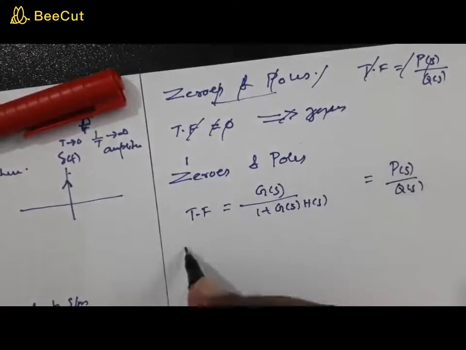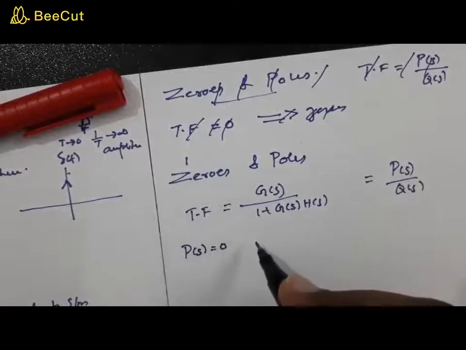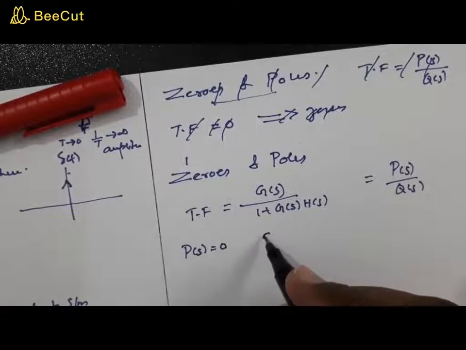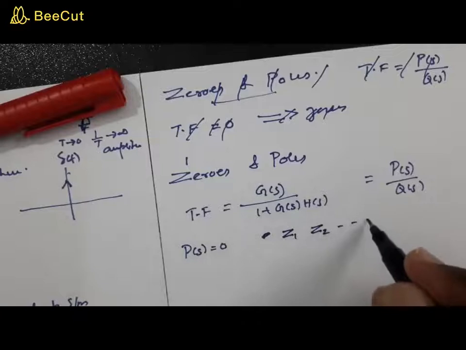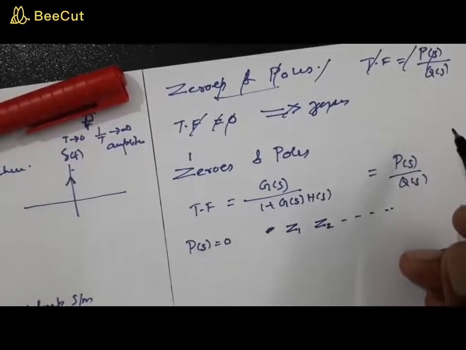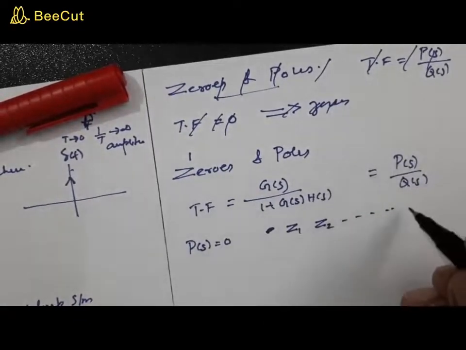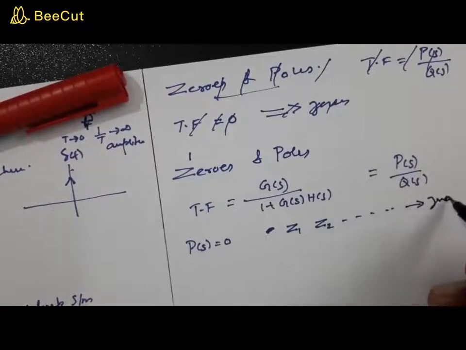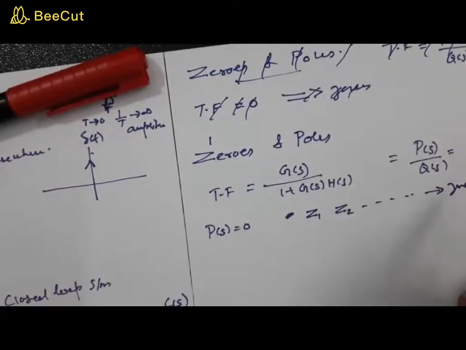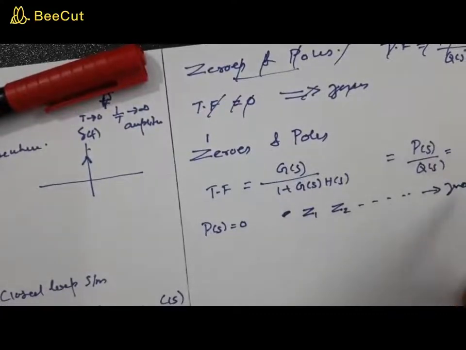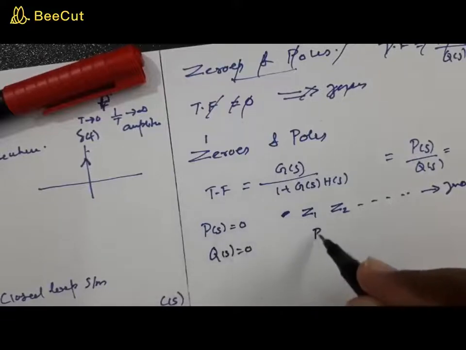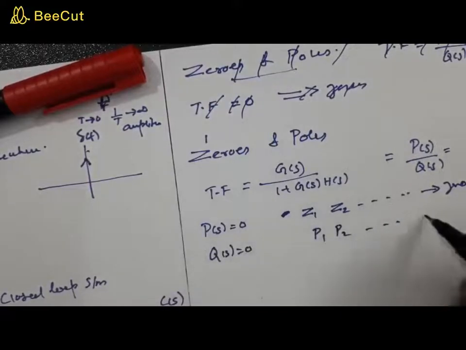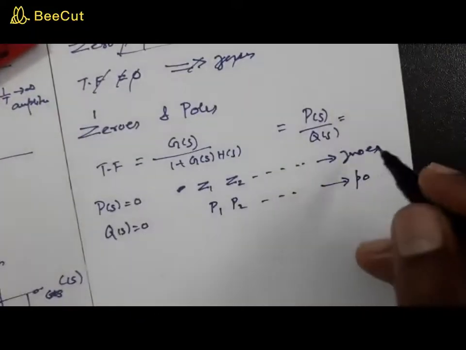Now we know that when P of S is equated to 0, and if you solve this polynomial, you will get some roots. Let us denote them as z1, z2, etc., depending on the degree of the polynomial P of S. These roots we call the zeros. Why are they called zeros? Because at these points the transfer function becomes equal to 0. Similarly, when Q of S is equated to 0, you will get some points like p1, p2, p3, etc., which are called the poles of the system.